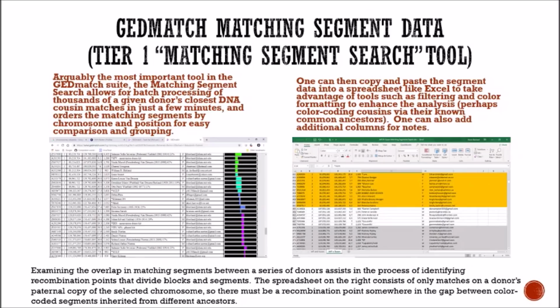So, I'm reading the bottom again here because I pretty much explained what's at the top of this slide. Examining the overlap in matching segments between a series of donors assists in the process of identifying recombination points that divide blocks and segments. The spreadsheet on the right consists of only matches on a donor's paternal copy of the selected chromosome, so there must be a recombination point somewhere in the gap between the color-coded segments inherited from different ancestors. Why does my spreadsheet only show the matches on the donor's paternal copy? Because I'm working with phase data. And we'll get into that later.